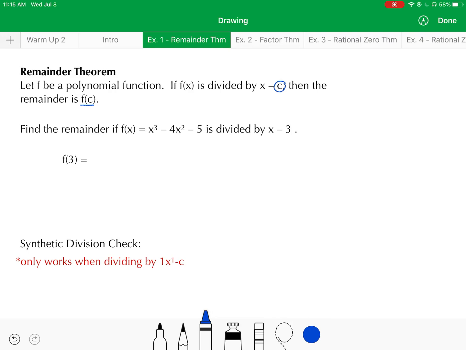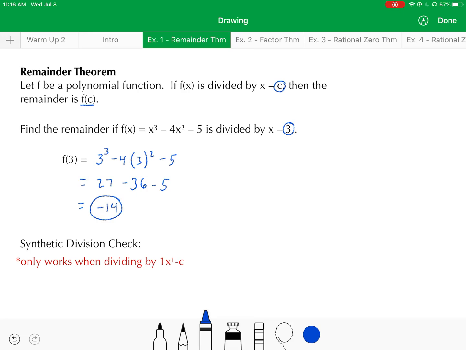Here f is equal to x cubed minus 4x squared minus 5. We want the remainder if that function were to be divided by x minus 3. So we're going to take the value of 3 and evaluate the function with it. That would be equivalent to 3 cubed minus 4 times 3 squared minus 5. So that's going to be 27 minus 36 minus 5, or negative 14. That negative 14 should in fact be the remainder if I divide f of x by x minus 3.